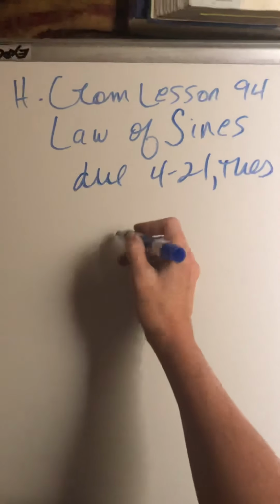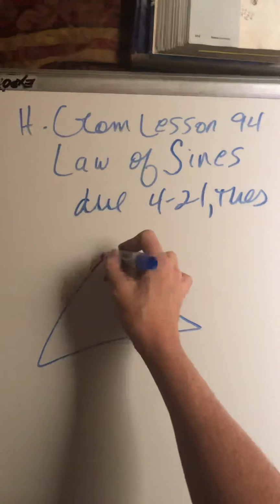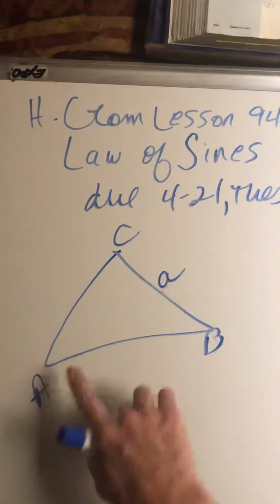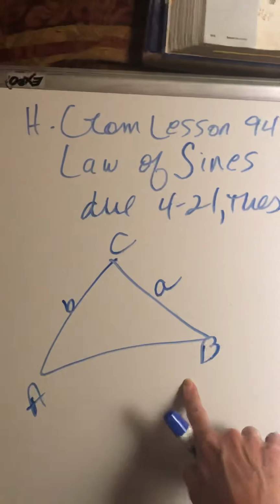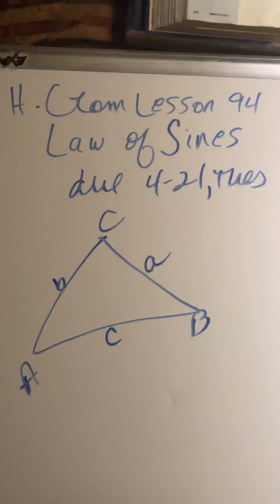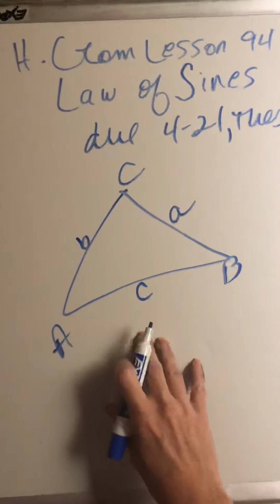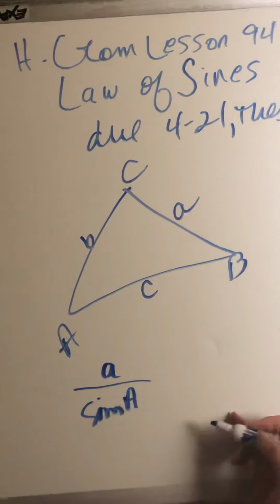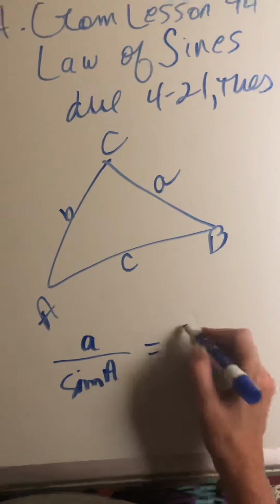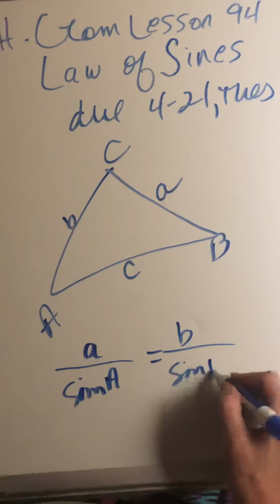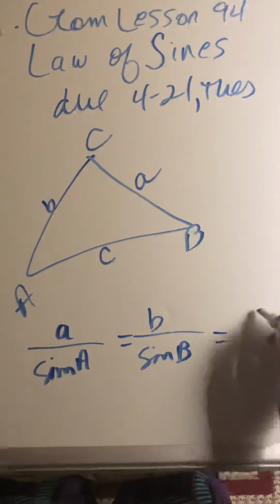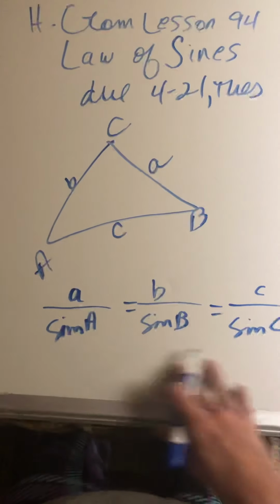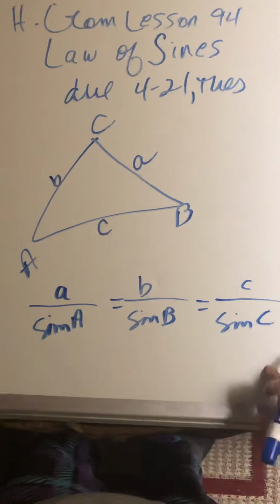Law of sines. If you take a triangle, angle A, angle B, angle C, side A is always across from angle A, side B is always across from angle B, and side C is always across from angle C. So law of sines says, if you've got this triangle, you can take a side length and put it over the sine of the opposite angle. So little a over sine A equals little b over the sine of angle B, which equals little c over the sine of angle C. That's your law of sines. That's what you do if you're looking for side lengths.